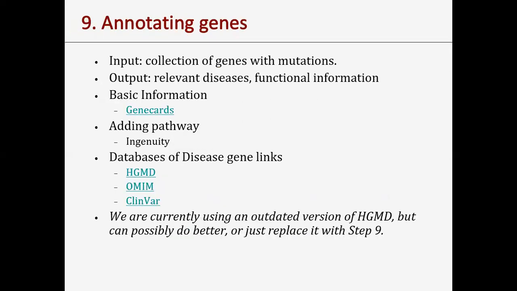So annotation: the input is the VCF file, which will have the genes with the mutation, and the output will be the disease, the variants which are relevant to disease, and the functional information. So the basic information comes from GeneCards, adding the pathway from KEGG, and you can search the databases of disease genes which could be linked. These are databases like HGMD, OMIM, and ClinVar. So these are the three important databases. You need to understand these databases.